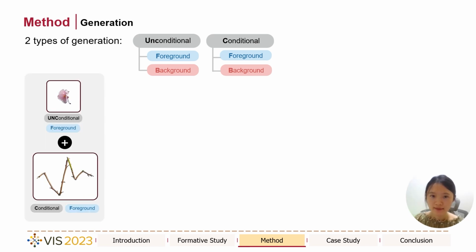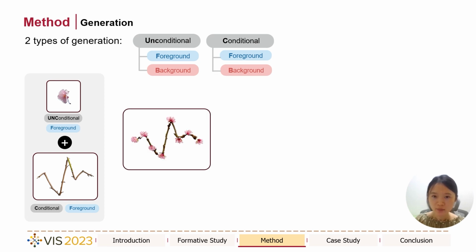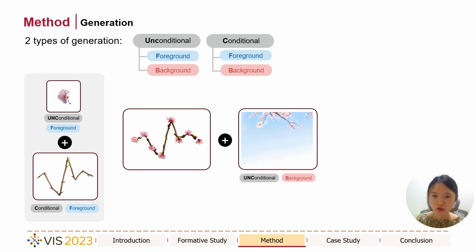In this example, we can combine different types of generation to achieve a relatively complex result. We generate the cherry blossom using unconditional foreground generation and the tree branch using conditional mode. By combining these elements in the canvas and refining them, we can create a beautiful tree branch with cherry blossoms in the data points. And next, we use unconditional background generation to create a background image that complements our design.